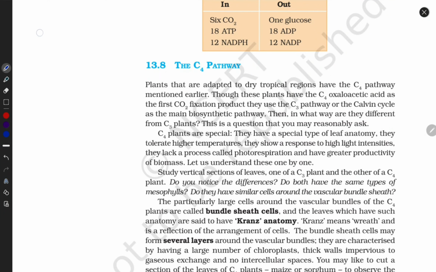In our previous video, we completed the C3 cycle. What is the use of the C3 cycle? They produce food, glucose. Let's start with the C4 pathway.